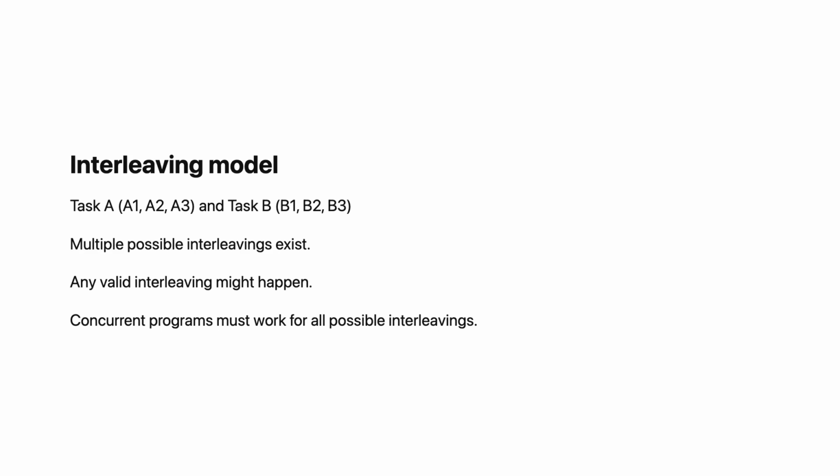Think of concurrent execution as interleaving. Task A has steps A1, A2, A3. Task B has steps B1, B2, B3. Possible orderings: A1, A2, A3, B1, B2, B3, or A1, B1, A2, B3, B2, A3, or other interleavings. Your code must work correctly for all of them.